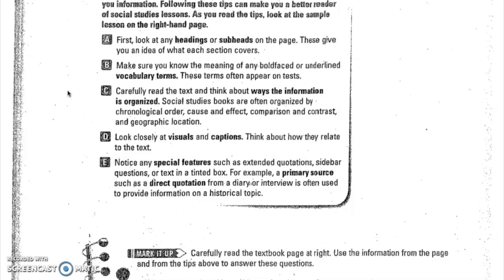Make sure you know the meaning of any bold-faced or underlined vocabulary terms. These terms often appear on tests. Carefully read the text and think about ways the information is organized. Social studies books are often organized in chronological order, cause and effect, comparison and contrast, and geographical location.